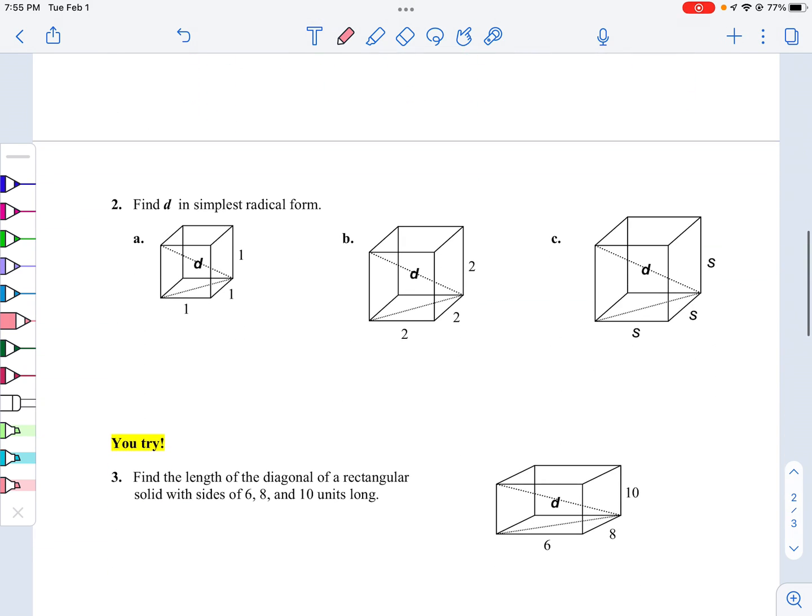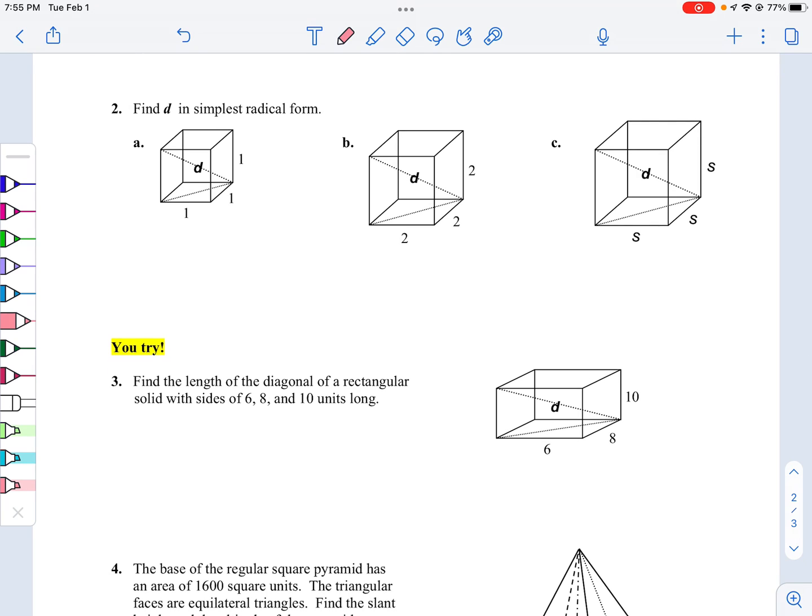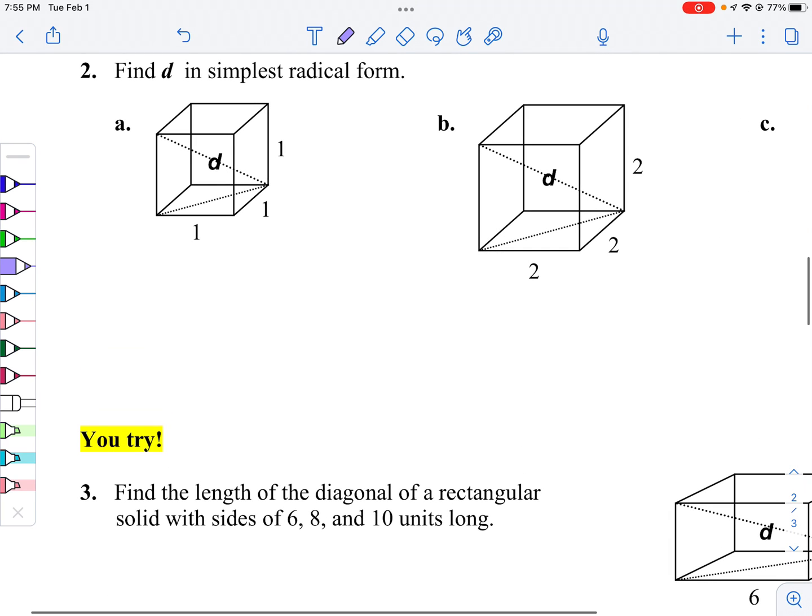Now the next question says we've got to find d in simplest radical form. So we're going to find the diagonal, and it looks to me like all the sides of this figure are 1. So this isn't just a rectangular solid, this is a cube. All those faces happen to be squares. So if I look at one of these faces, this is a square, and we have a diagonal going through our square.